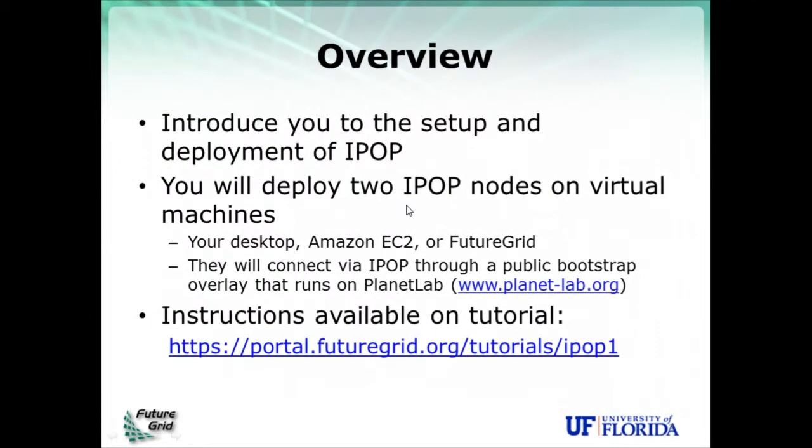And these could be deployed on many setups. It could be on your own desktop, it could be on a commercial cloud like Amazon EC2 or an academic cloud like FutureGrid. So you choose where you deploy them, and there are instructions on the website in this link that is shown here on how to set up the virtual machines on these different resources. And then you're going to install IPOP on these resources, and you're going to start it up, and you're going to see them getting virtual private addresses and see how they connect to each other.